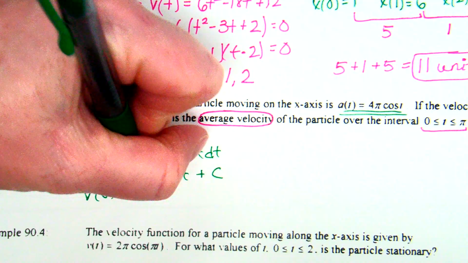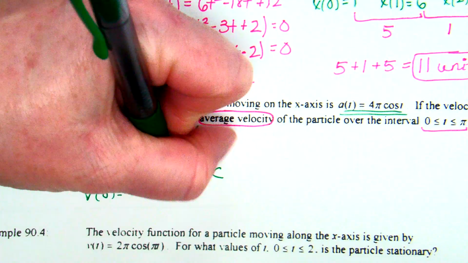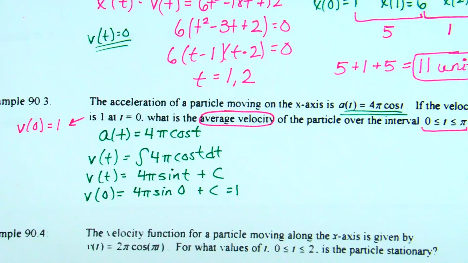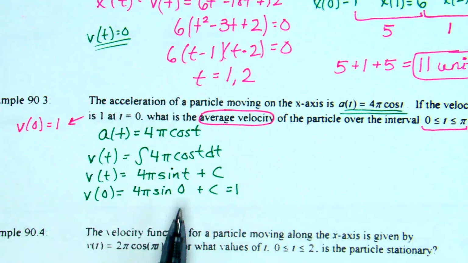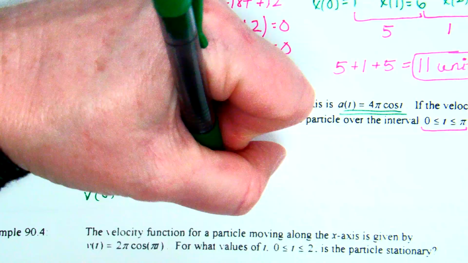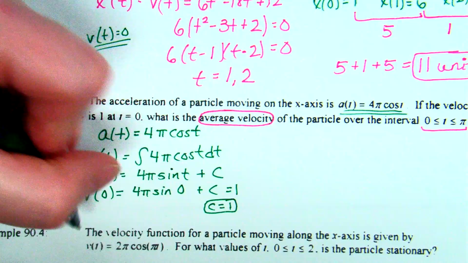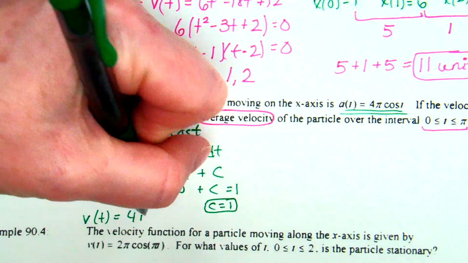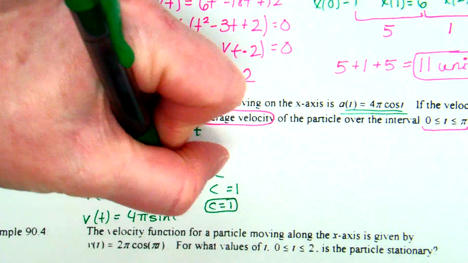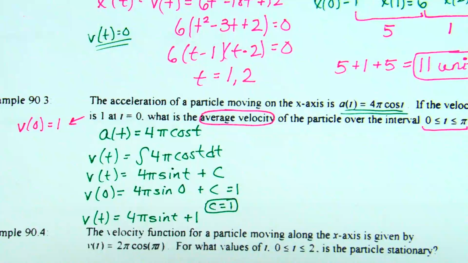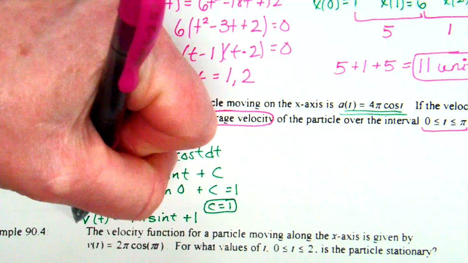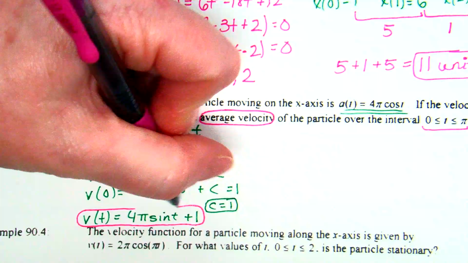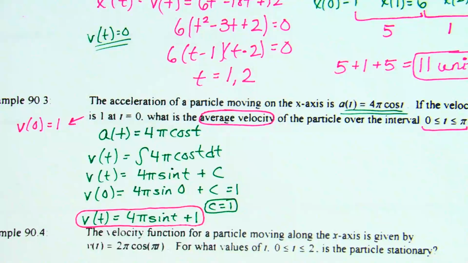So 4 pi sine of 0 plus c equals 1. But we know the sine of 0 is 0. And so yes, it is true that c is 1. So that makes the equation v of t equals 4 pi sine of t plus 1. That's the velocity equation.